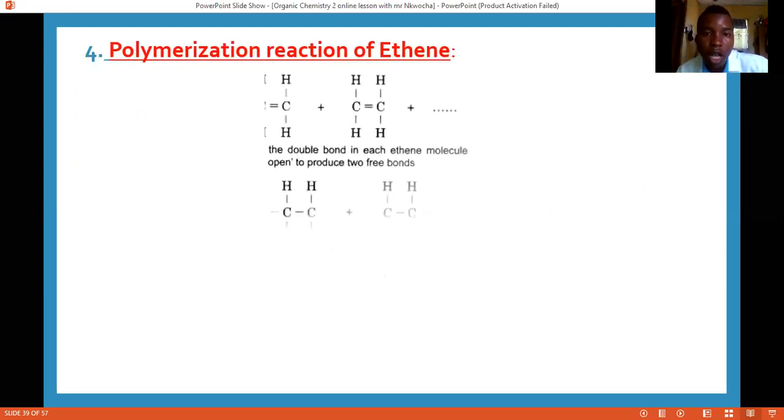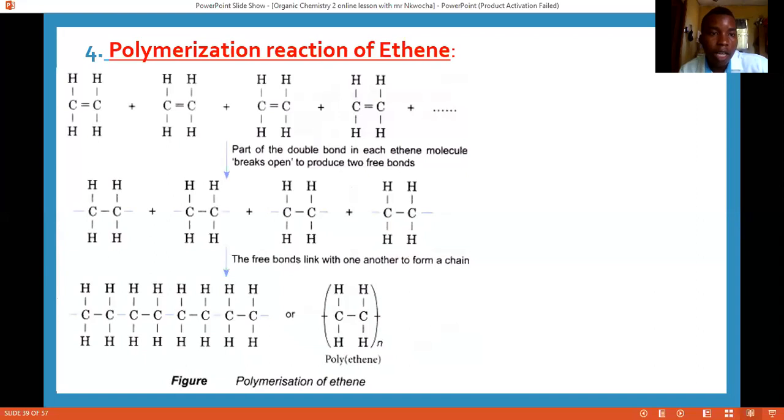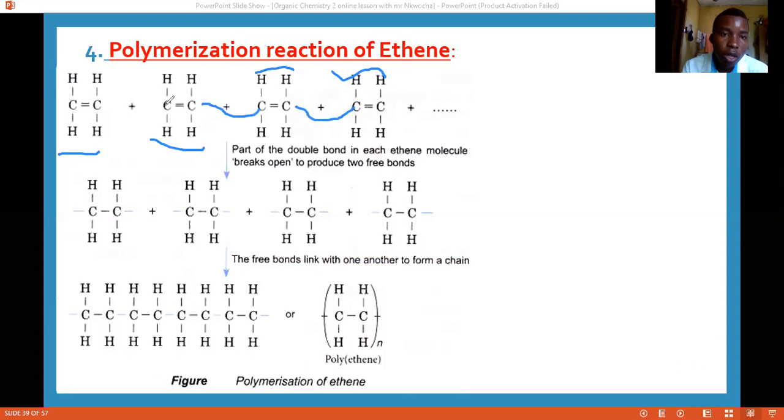Then polymerization, like what you have here. You can see the numerous alkenes: this is an alkene, this is an alkene, this is an alkene. So they add. During the process of adding, this carbon connects to this carbon, and this carbon connects to this carbon. My brothers and sisters, what are they using to connect? The double bond. They use the double bond to connect to each other.